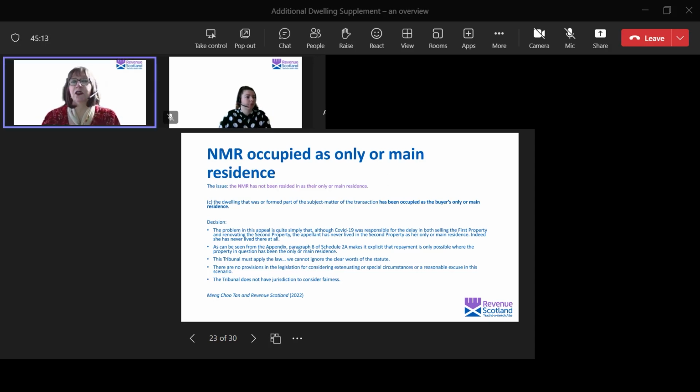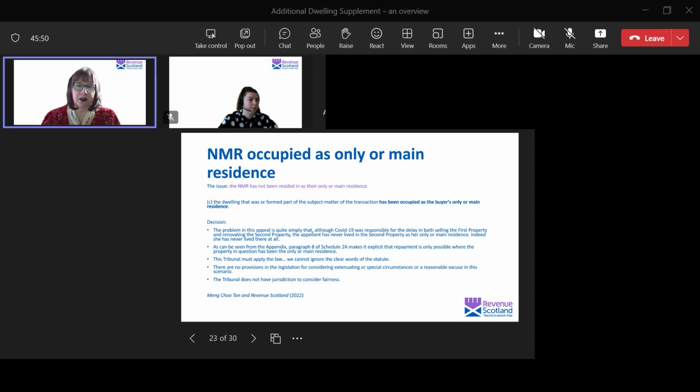So this one's new main residence occupied as only or main residence. We found ourselves in situations where taxpayers have never resided in the new main residence. This again is similar to the new main residence being disposed of rather than the previous main residence. And there are situations where the new purchase has never been used as the only or main residence will fail to meet the repayment conditions. And that's condition C, the dwelling that was or formed part of the subject matter of the transaction has been occupied as the buyer's only or main residence.